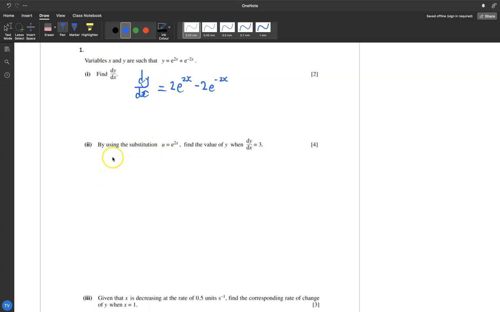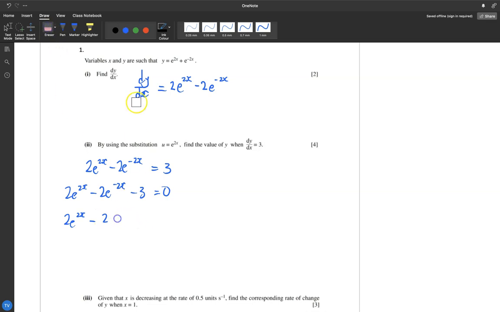So we're going to start by doing this. 2e^(2x) minus 2e^(-2x) equals 3. So I just did that, dy/dx equals 3. Then I'm just going to bring it to this side, minus 3 equals 0. And the next step would be, now I'm going to think about how I'm going to substitute this. First of all, I'm going to try to make everything that has a negative power into a fraction, so it's easier for me to see the values.